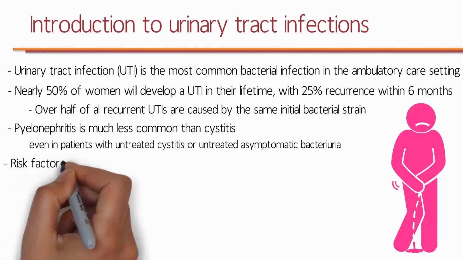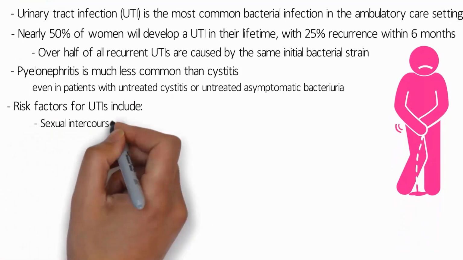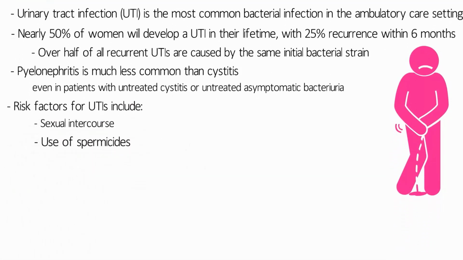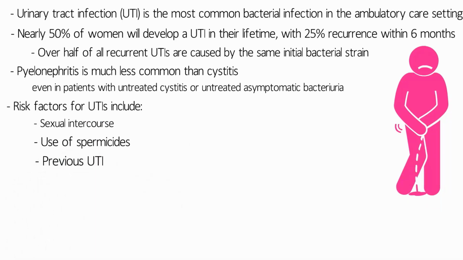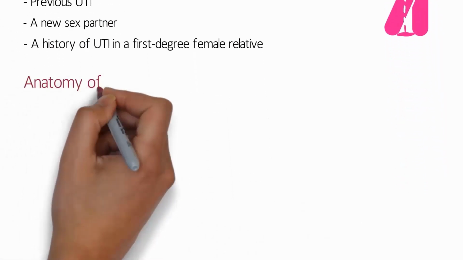Risk factors for UTIs include sexual intercourse, use of spermicides, previous UTI, a new sex partner, and a history of UTI in a first-degree female relative, because there are some genetic components to it.